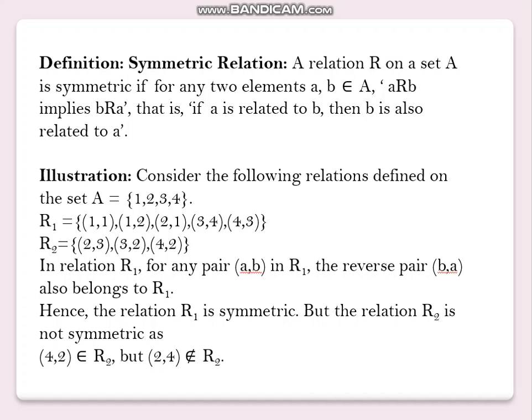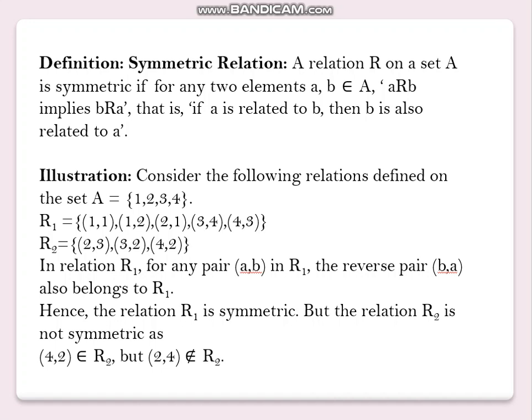Consider the following relation on set A which contains 1, 2, 3, 4. In R1 we have (1,1), (1,2), (2,1), (3,4) and (4,3). We see that 1 is related to 2 and we also have 2 related to 1. 3 is related to 4. We also have 4 related to 3. Therefore, the relation is a symmetric relation.